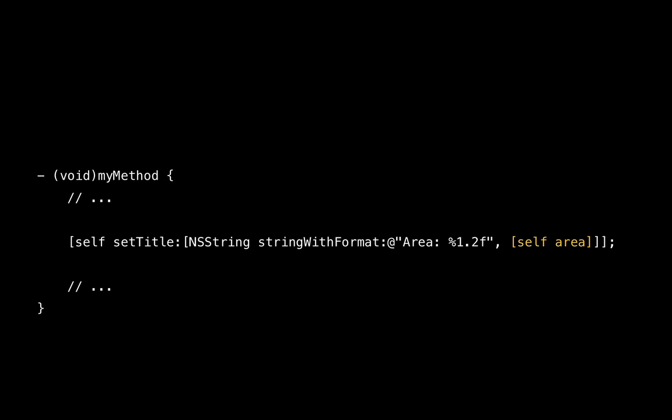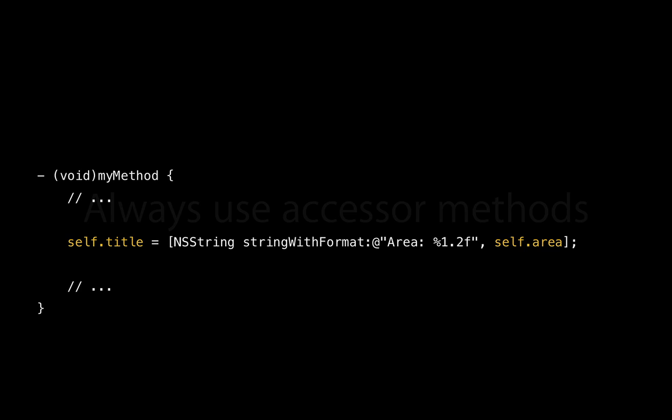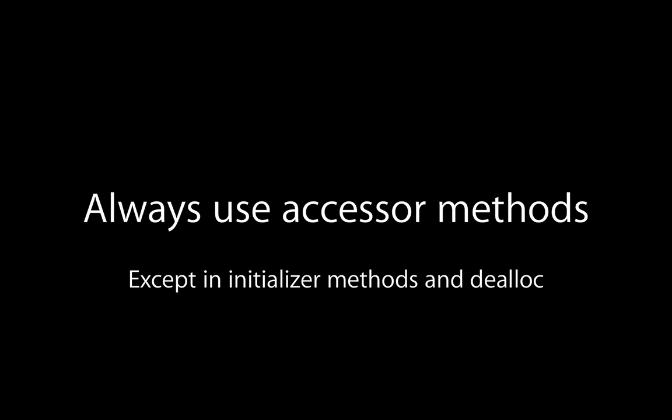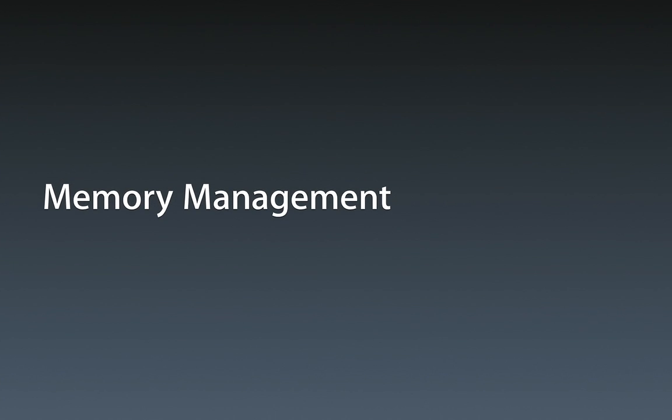Quick aside, I said we were doing contentious. It's also possible to use dot syntax in these. That's as much as I'm going to say. Personal preference. Having used square brackets for a little bit more than two decades now, I'm actually fine with dot syntax. But personal preference. If you don't like it, don't use it. The important thing is always use accessor methods. Except, we'll come back to this in a bit, in initializer methods and dealloc.